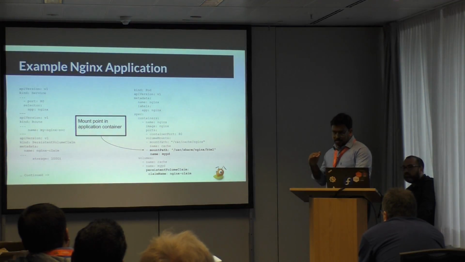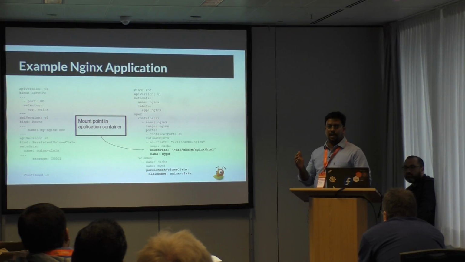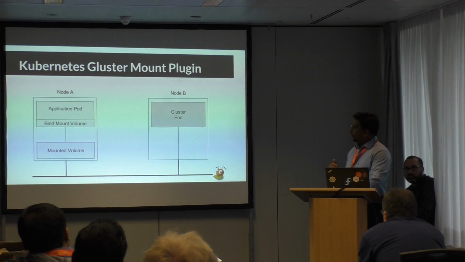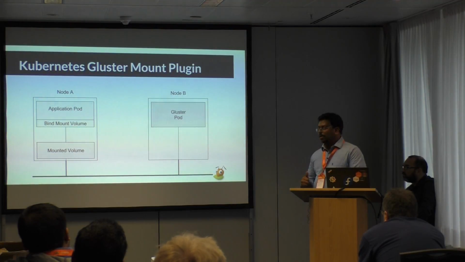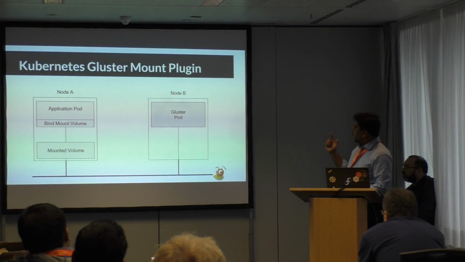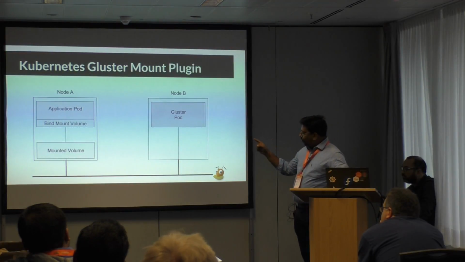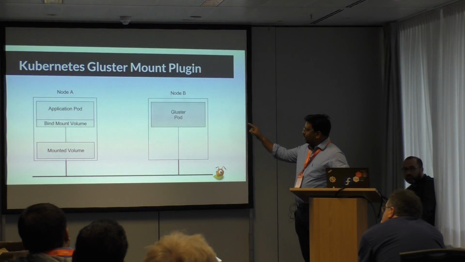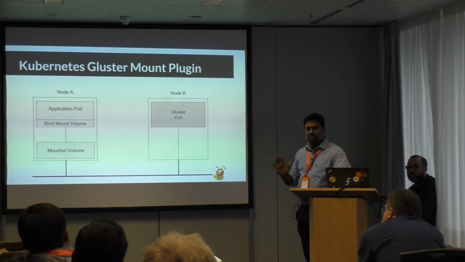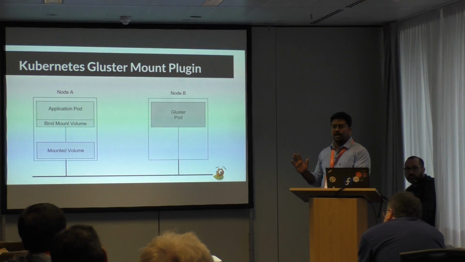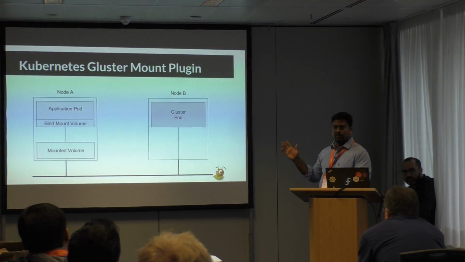Once the user puts this request to the orchestrator like Kubernetes or OpenShift, what happens in the background? We have a GlusterFS plugin inside the Kubernetes node. What it does is, it fuse mounts the volume inside the host where the application pod is running. Again, a pod is just a representation of a container in a Kubernetes or OpenShift environment.